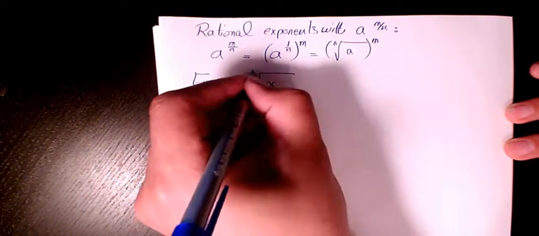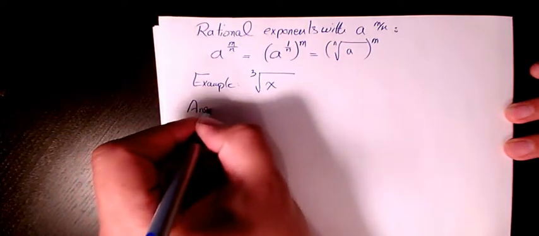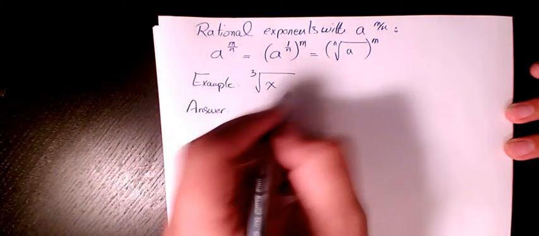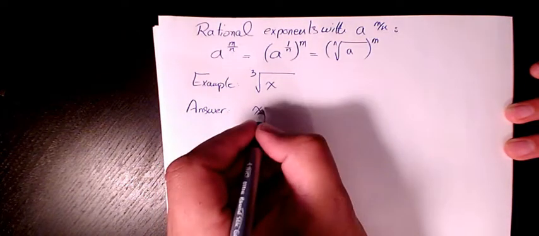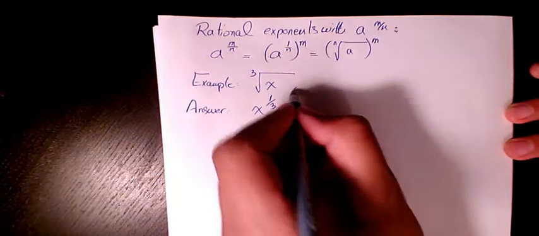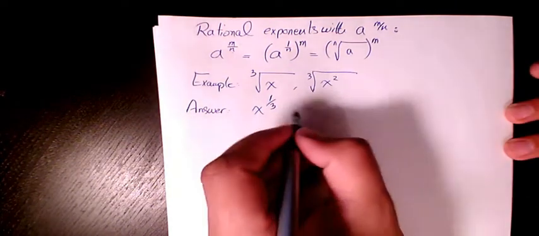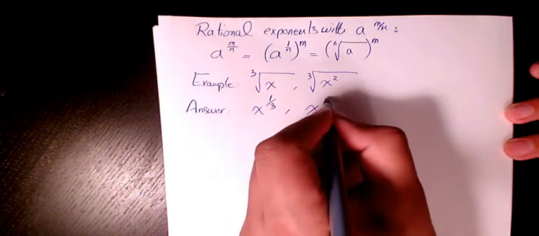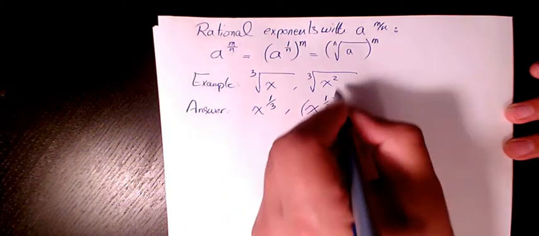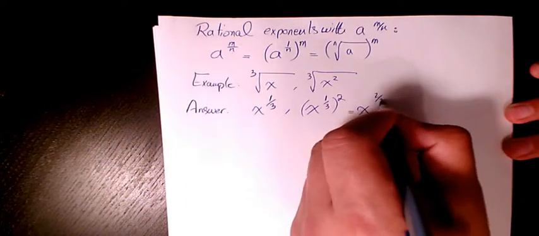We had cube root of x before, and you saw when you want to convert it to exponents, it's going to be x to the power of 1/3. If you have the same thing, cube root of x to the power of 2, that's going to make it x to the power of 1 over 3 to the power of 2, which will be x to the power of 2 over 3.